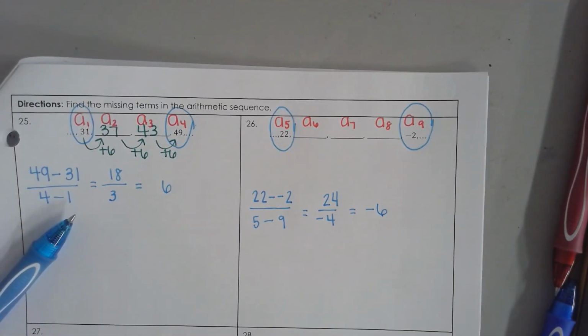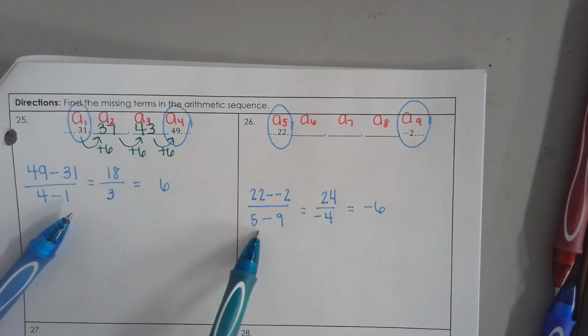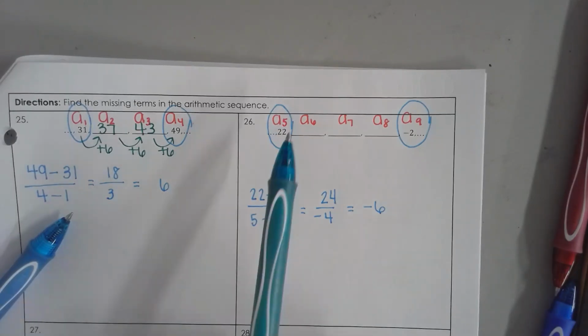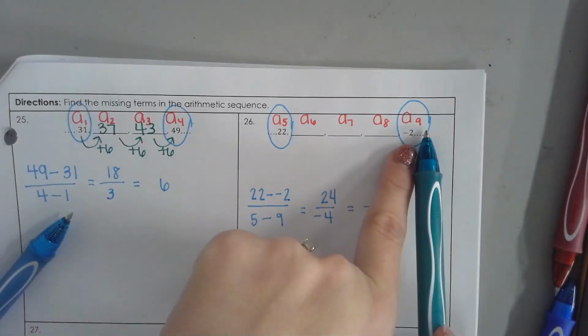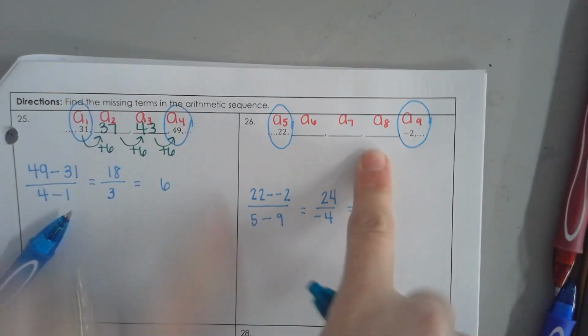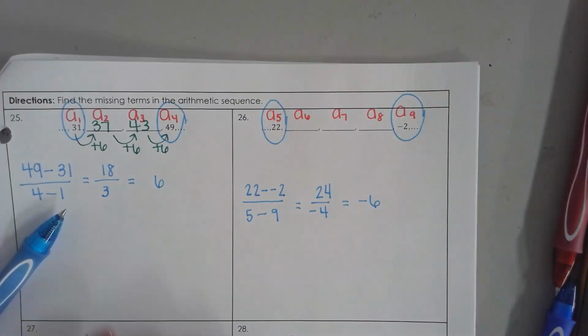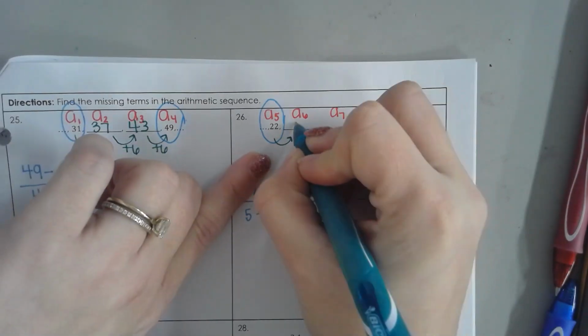I don't think I did it right. I got 8. I did it differently. Okay, what did you do? 4 minus 1. If you did this, it would be A1, A2, A3, A4, A5. See how this one has an extra blank? So it's going to stop at A5. Yeah, that's what I did wrong. Hold on. Yep. So if you subtract 6, that would be 16.